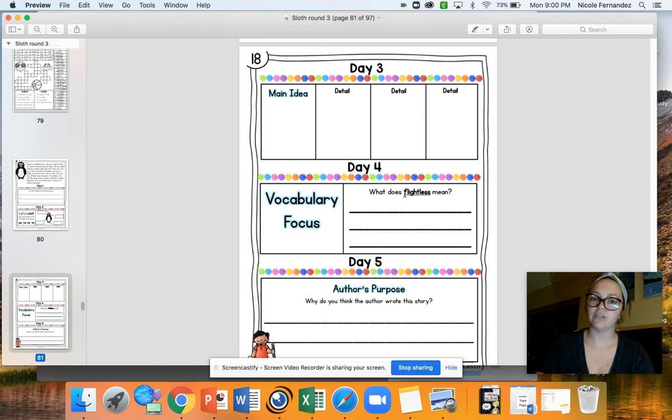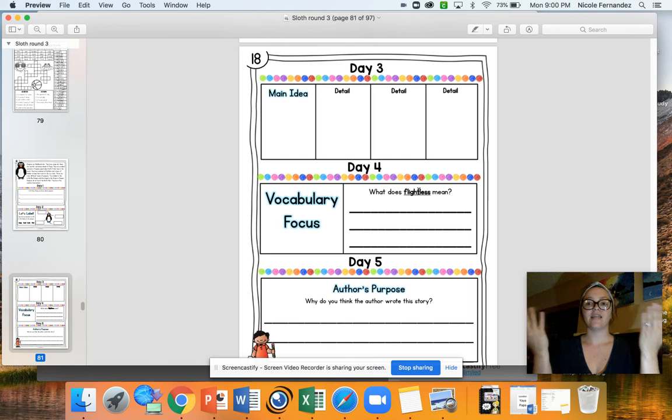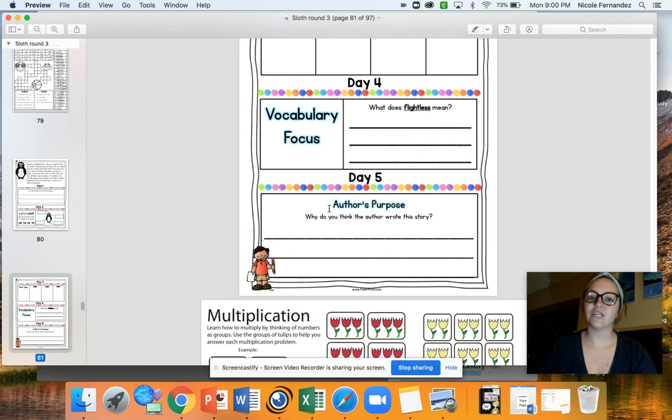And then vocabulary, you're going to try to think, what does it mean to be flightless? Now, less means that there's less of it or there's none. So flightless would mean it can't fly. It's not able to, okay? And then the last part is, why do you think the author wrote this story?